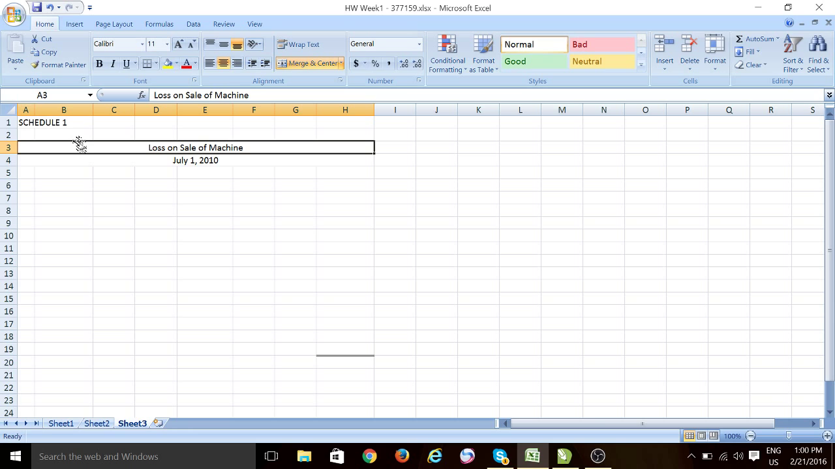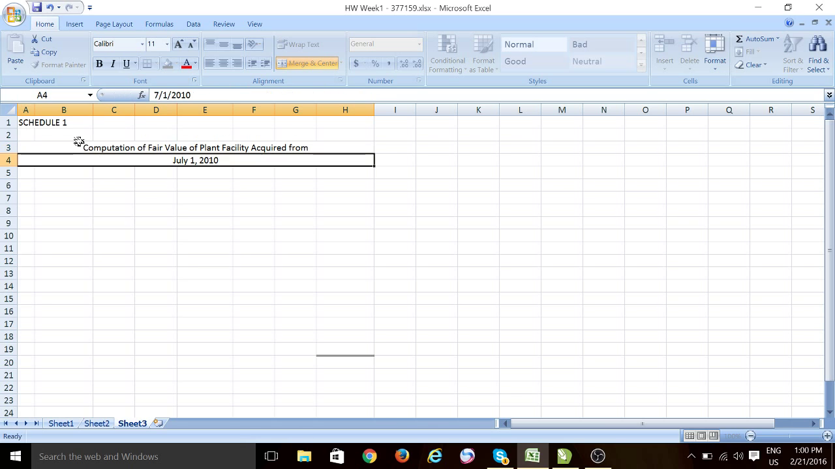So first I'm going to make the title: computation of fair value of plant facility acquired from Mendota Company and allocation to land and building.